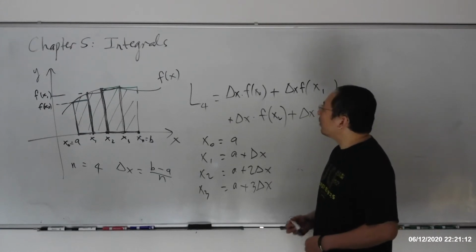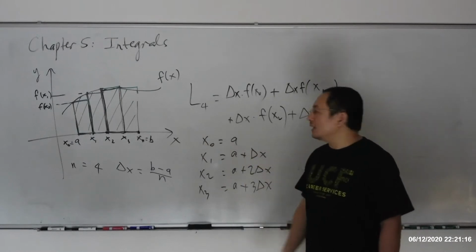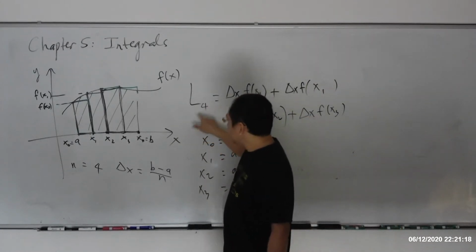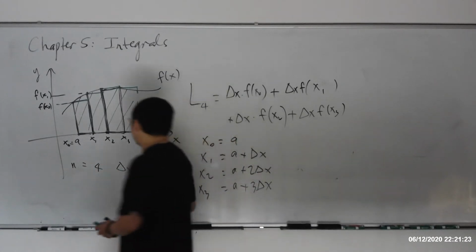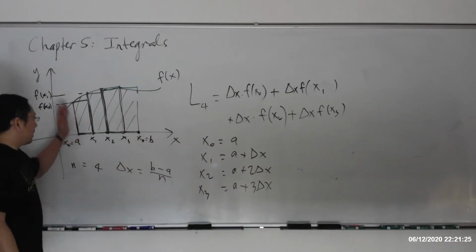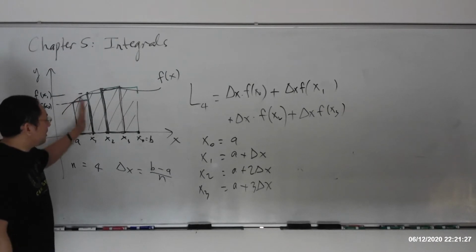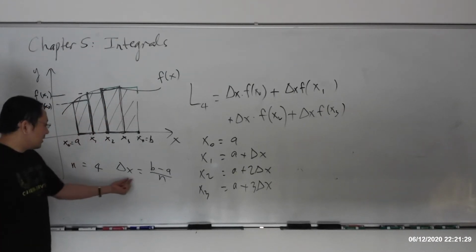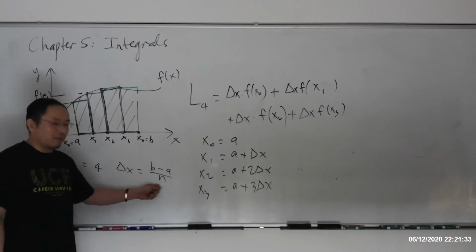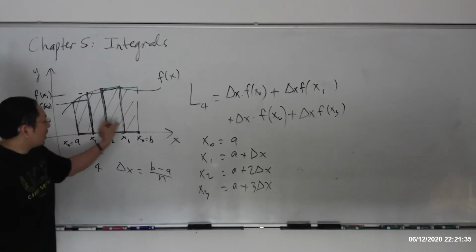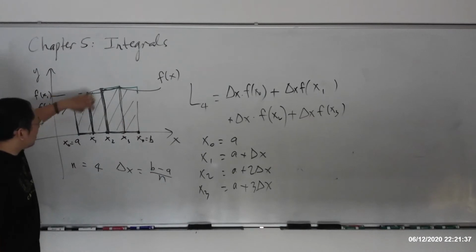And what if we ask for the exact answer instead of approximation? Then you are going to take the limit when n, instead of equal to 4, goes to infinity. In other words, we're going to chop it up into many columns. And the width delta x now is going to be very tiny, because what? B minus a divided by a huge number. You have a lot of little columns, okay?